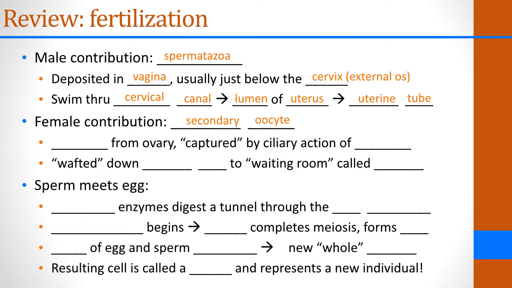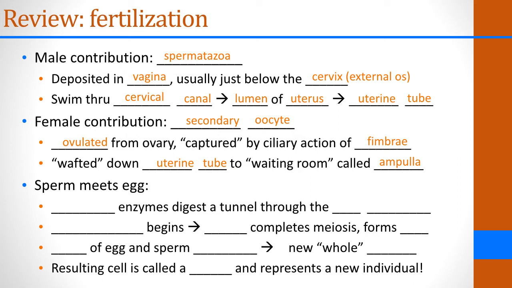So let's back up a little bit. The secondary oocyte is ovulated from the ovary and captured by the ciliary action of the fimbriae. Then it is wafted down the uterine tube to the ampulla, where it may be fertilized.